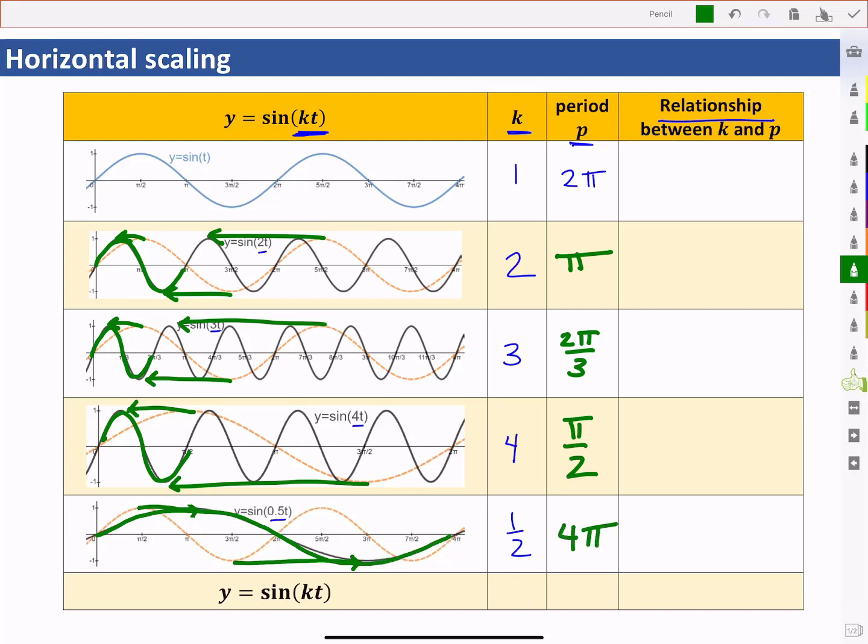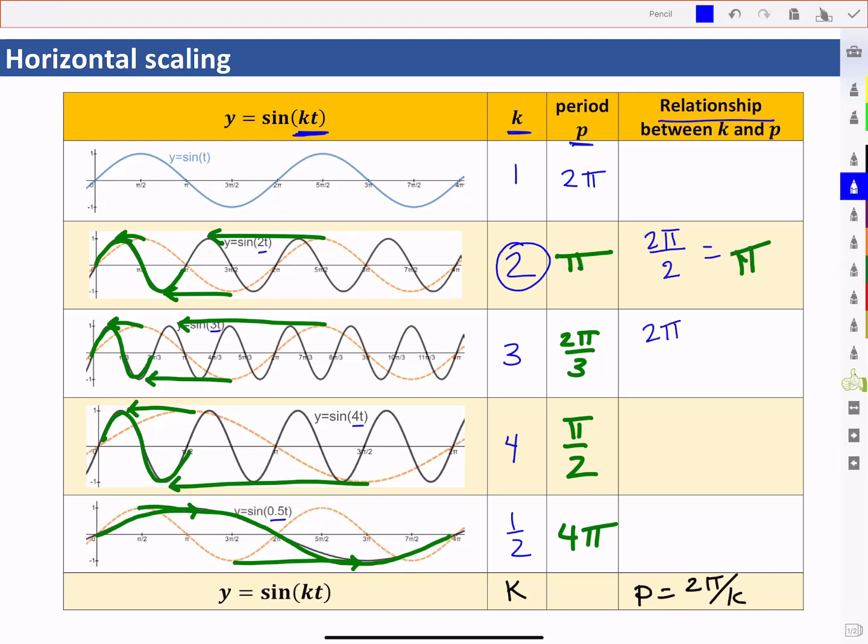Pause the video and see if you can determine the relationship between the k value and the period that we found in each of these graphs. Alright, so perhaps you noticed that in all of these cases, the period could be found by dividing 2 pi by the k value. For example, when y equals the sine of 2t, 2 pi divided by the k value of 2 results in the period of the function, pi.